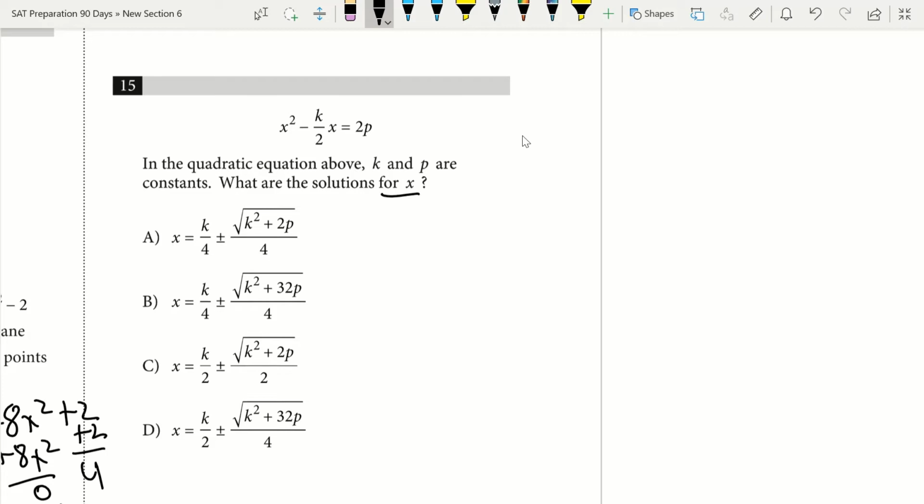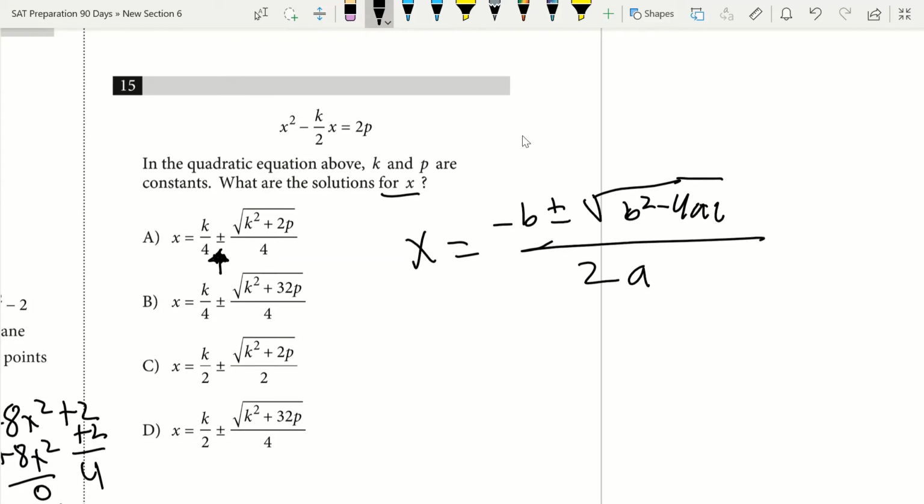All right, in the quadratic equation above, k and p are constants. What are the solutions for x? All right, big thing that I see immediately, and I would put this in your notes: if you see a setup that looks like the quadratic equation, right, that x equals negative b plus or minus root b squared minus 4ac all over 2a, if you see something that looks like that as all your answer choices, then you're probably going to have to be using this quadratic formula here.